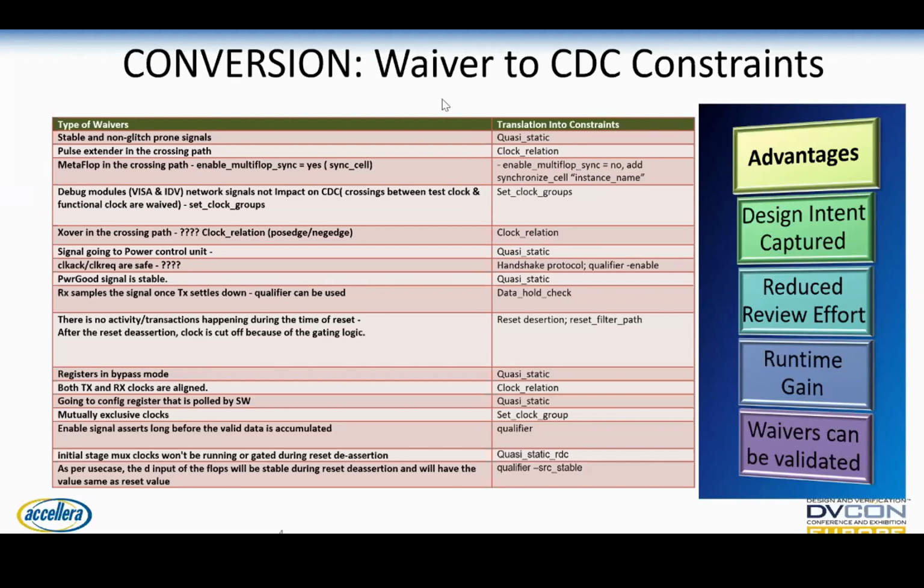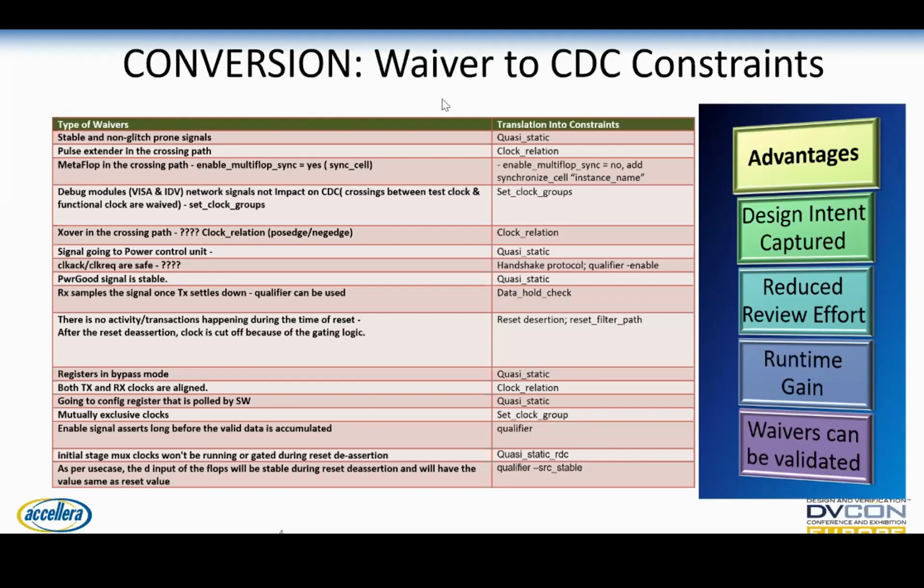The reason we have done this practice, because this is a humongous effort, right, is that we have created a practice wherein all your constraints are actually capturing the design intent. Whatever the architectural specification and the design intent was to close the CDC analysis, those are captured into the constraints, right? And that helps in reducing the review effort. You don't have to go and review each and every waiver, because it's a next to impossible task, right?